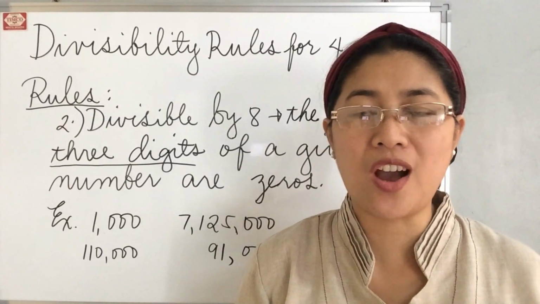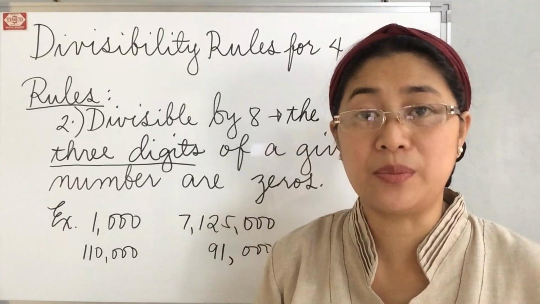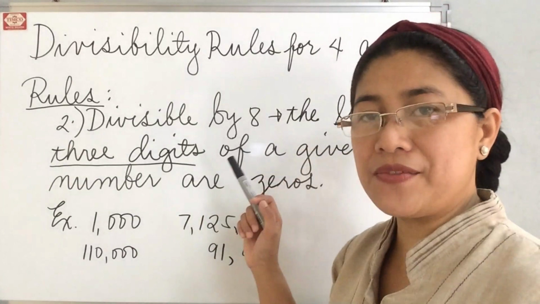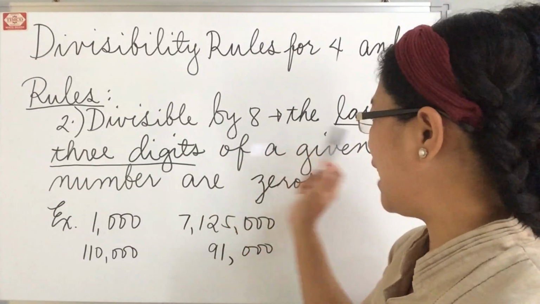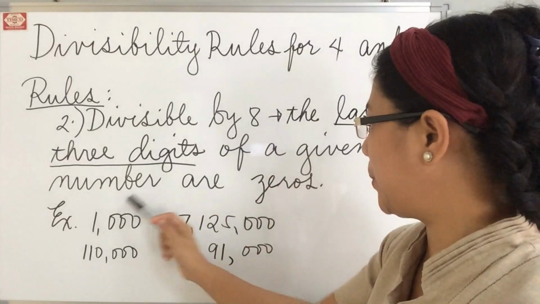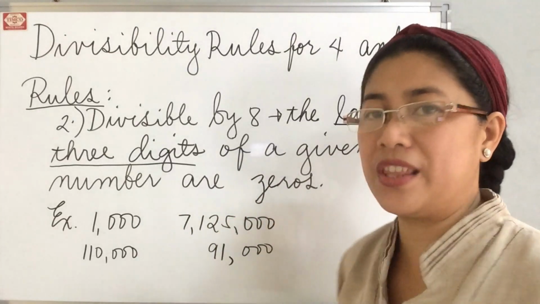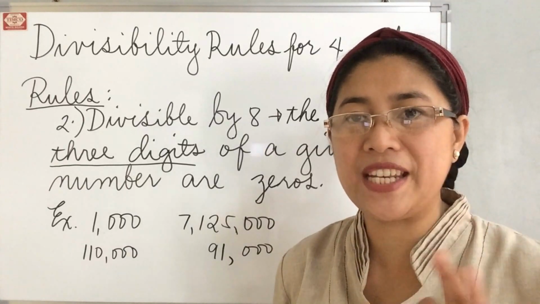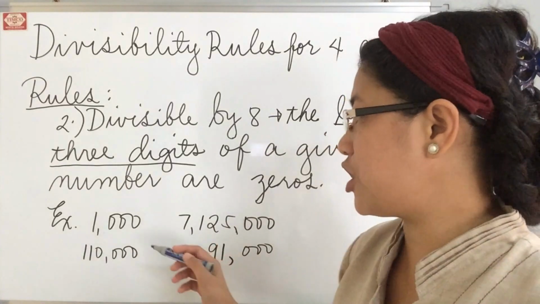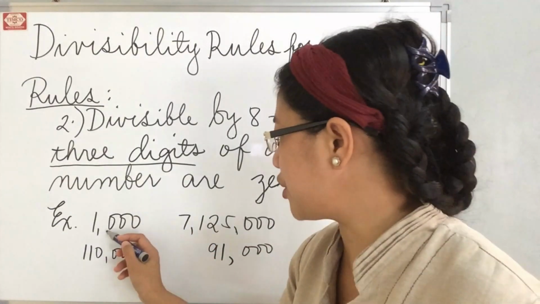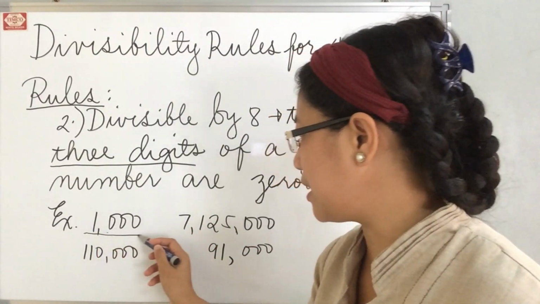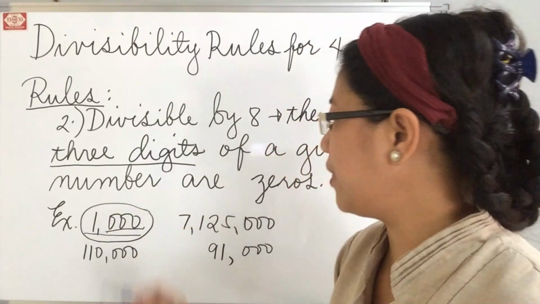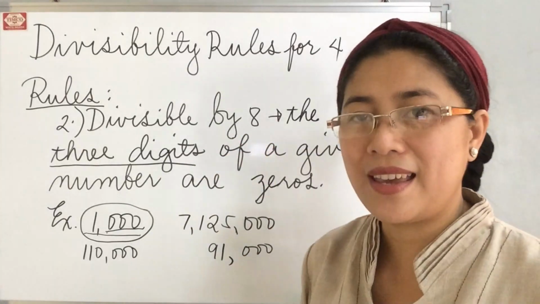Okay? The next rule is for number 8. There are two things for us to remember about number 8. First one is, a number is divisible by 8 if the last 3 digits of a given number are 0. So this time, you are going to consider the last 3 digits. If the last 3 digits are zeros, for example, we have 1,000 here, the last 3 digits are zeros, therefore, this 1,000 is divisible by 8.